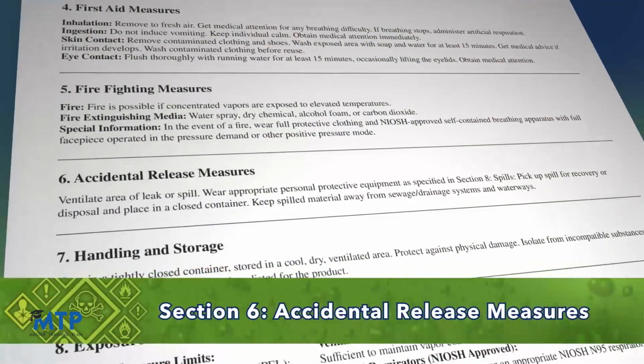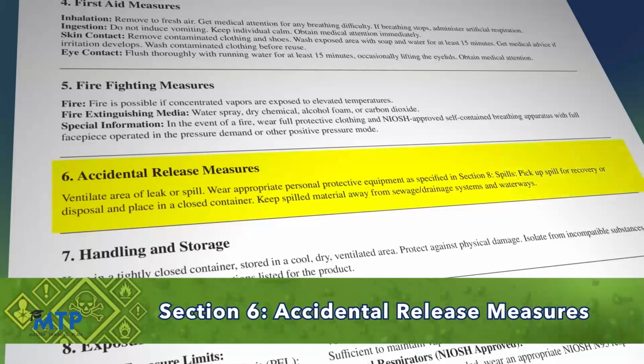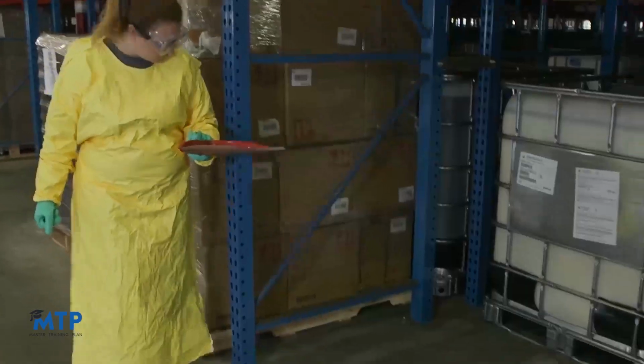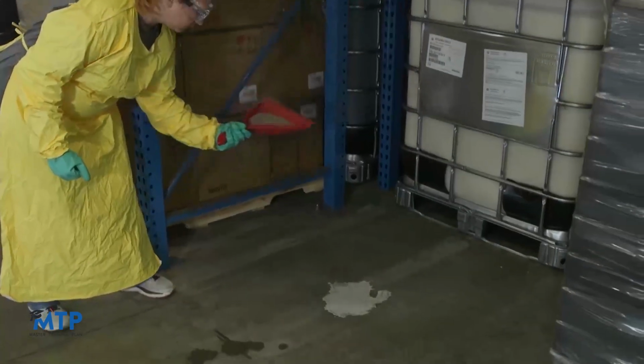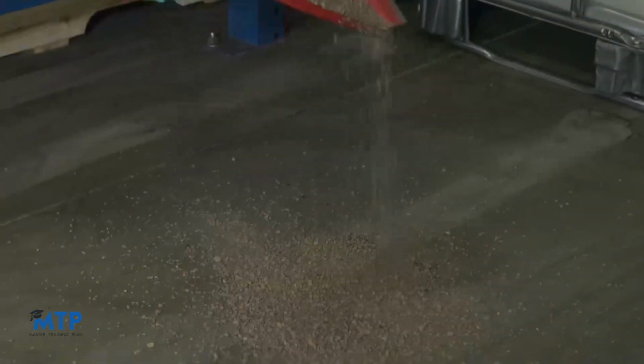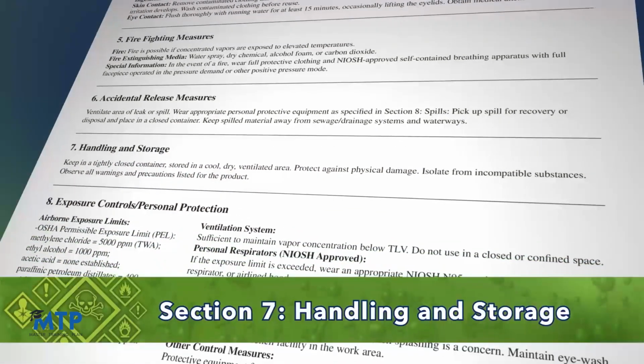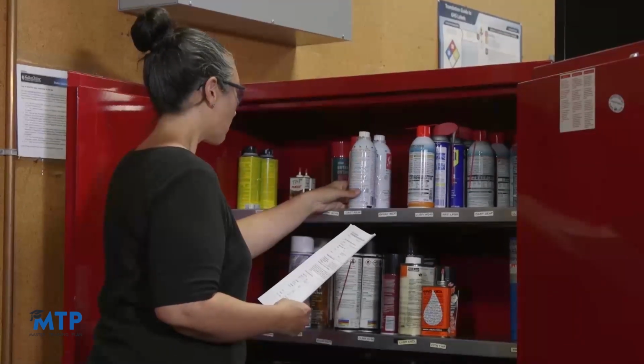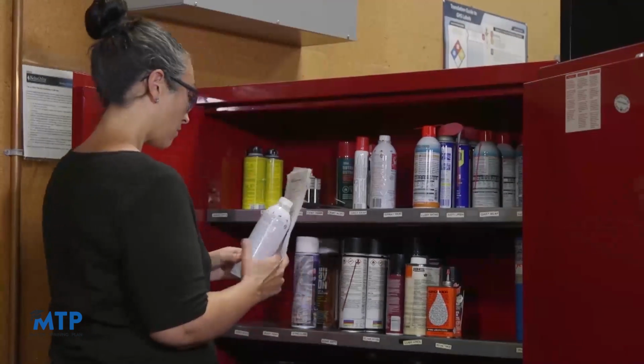Section 6 lists the emergency procedures you should follow and the protective equipment you should use. It also details any special cleanup procedures whenever this chemical is spilled. Section 7 outlines the safe ways to work with and store the chemical. This includes a list of incompatible products this chemical should not come in contact with.